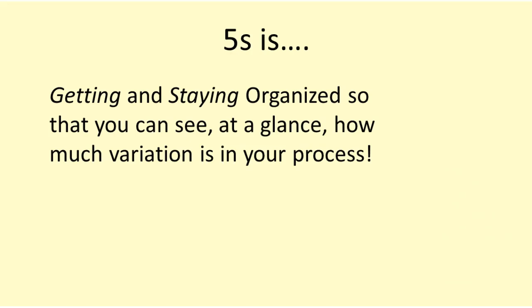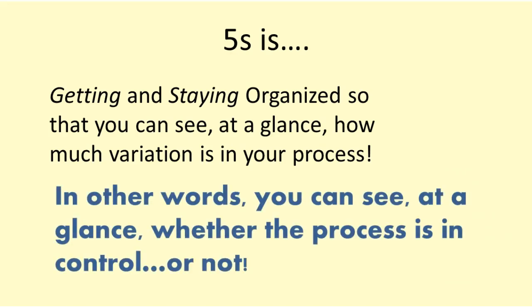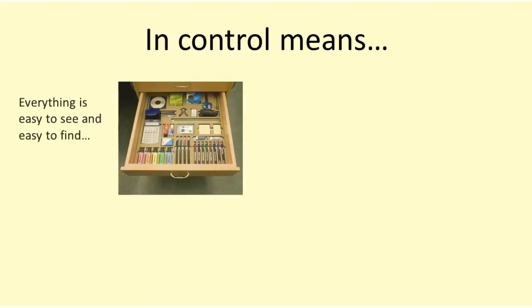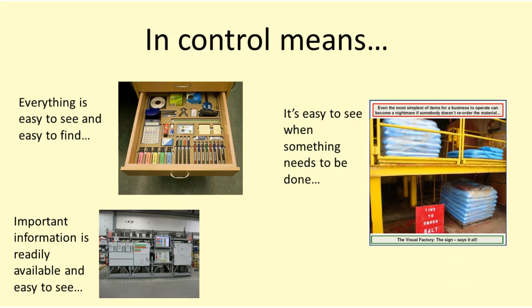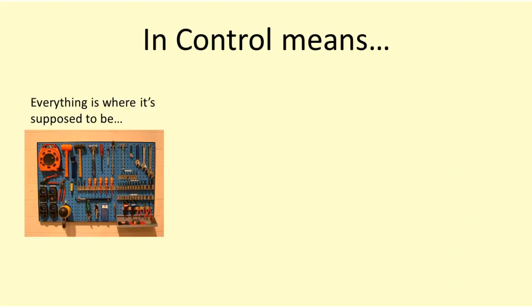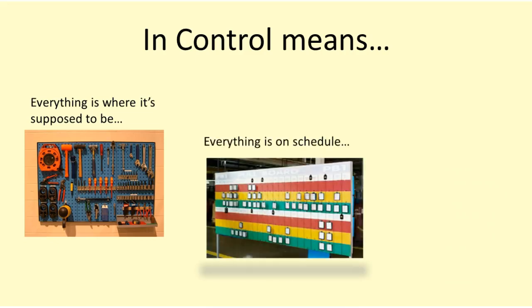5S is getting and staying organized so that you can see at a glance how much variation is in your process. In other words, you can see at a glance whether the process is in control or not. In control means everything is easy to find, easy to put away. It's easy to see when something needs to be done or a situation needs to be resolved. It means that information is easy to find and easy to understand. In control means that everything is just where it's supposed to be, and that it's easy to tell if everything is on schedule or not.